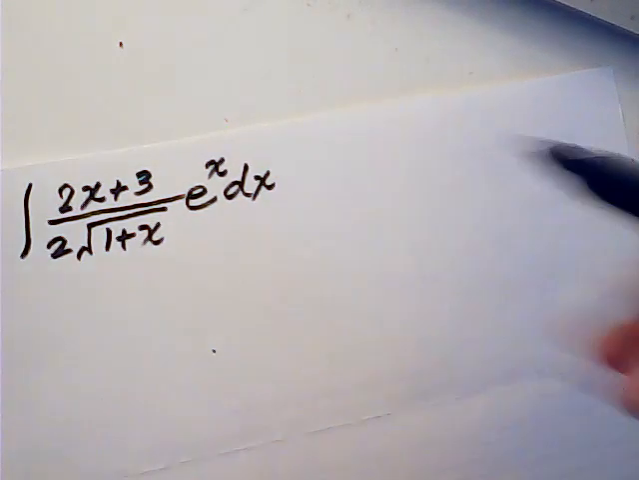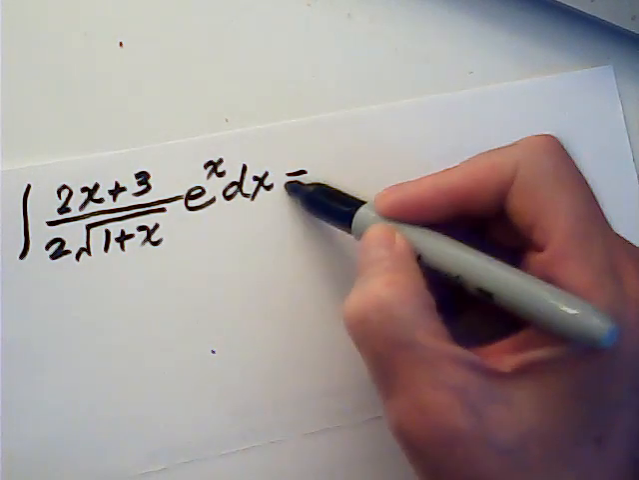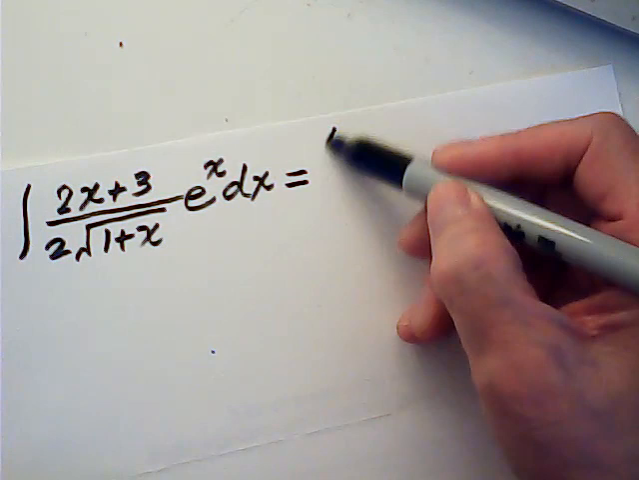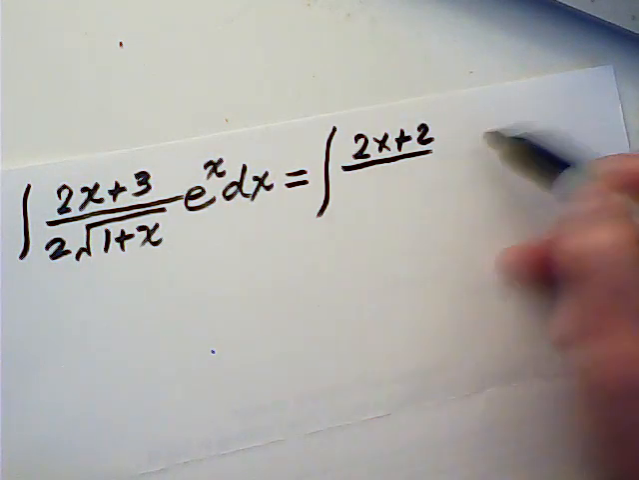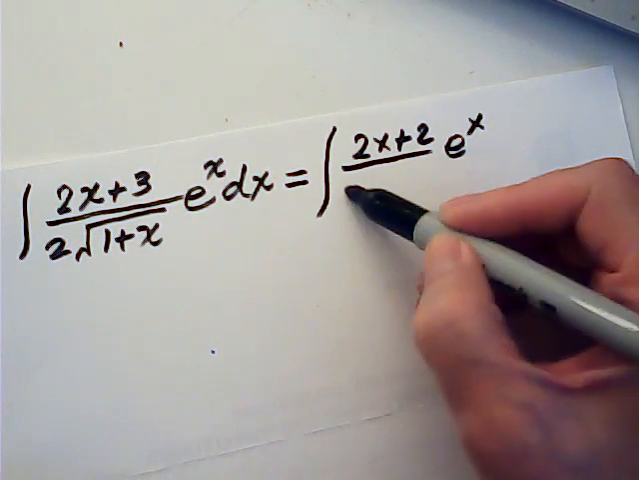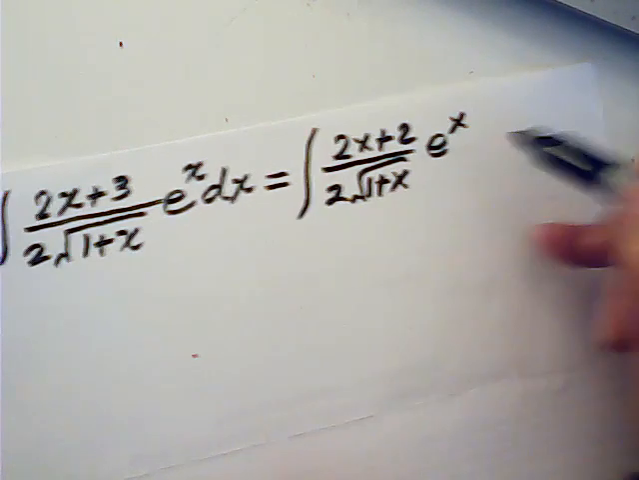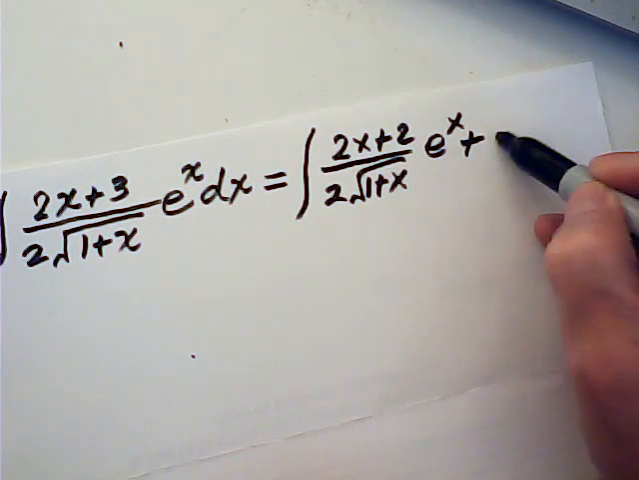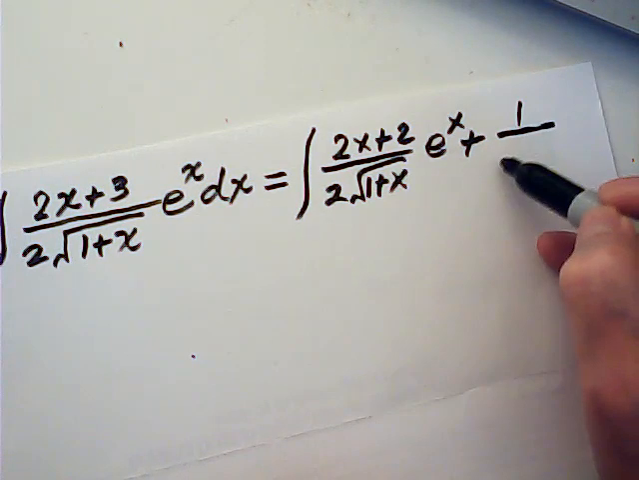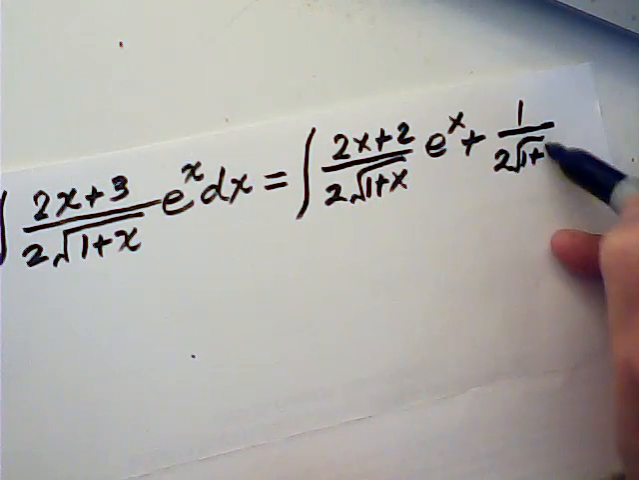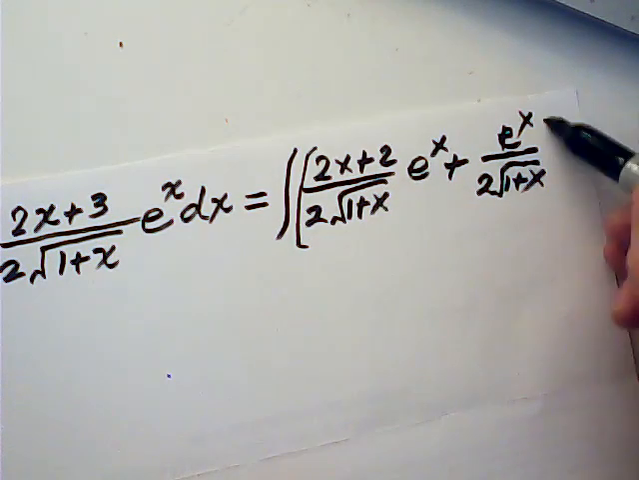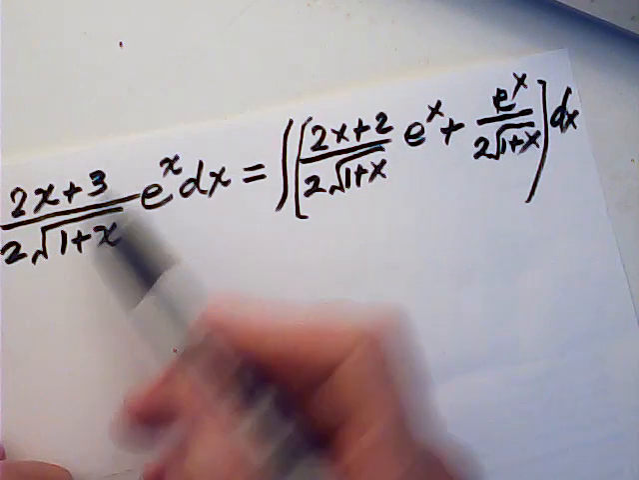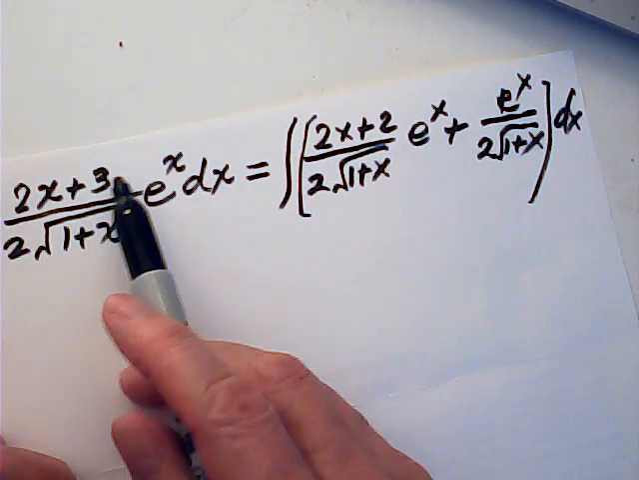Now this one, well, I told you that these integrals are the same type, right? Same techniques. I split into two. This is 2x plus 2, right? e to the x over 2 times the square root of 1 plus x, plus 1 over 2 times the square root of 1 plus x, altogether e to the x dx. Okay, simply I split this into 2. 2x plus 3 becomes 2x plus 2 plus 1.